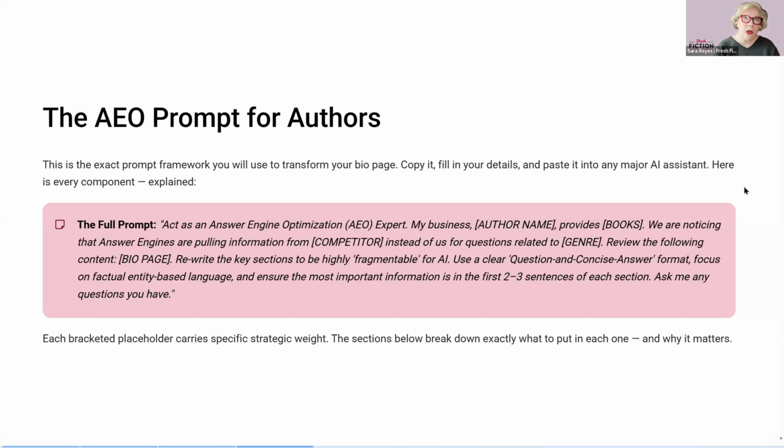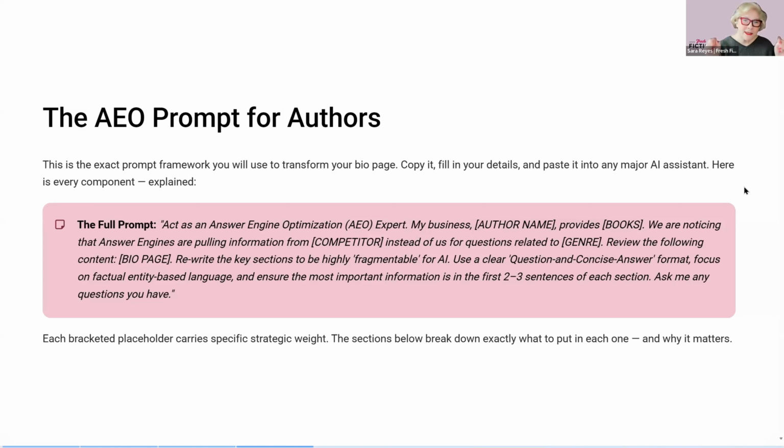So here's an exact prompt framework. This is a framework for you to use to transform your bio page. You're going to copy it, fill in your own details, and paste it into any major AI assistant that you like to use. It doesn't matter whether it's ChatGPT, and it doesn't have to be the paid version. It doesn't matter if it's ChatGPT or Gemini or Notebook LM or Copilot. Whatever you're comfortable with, this is what you should be using, okay? And we're actually going to use it in a couple of different ones so you can see the differences that happen. So here is every component, and I'm trying to write it out and explain it.